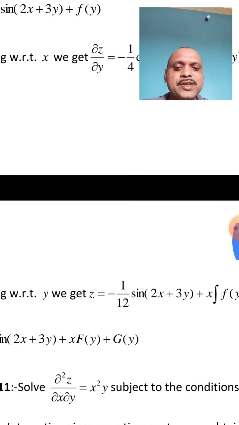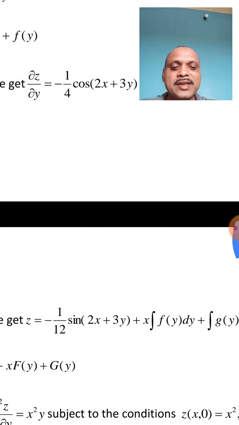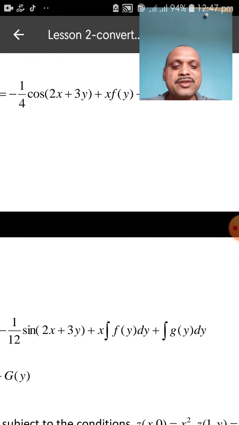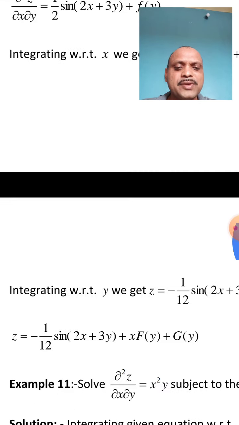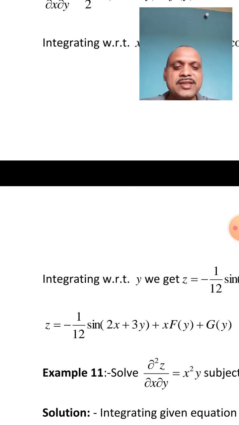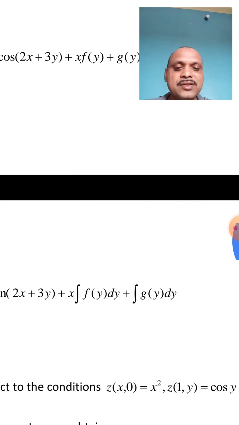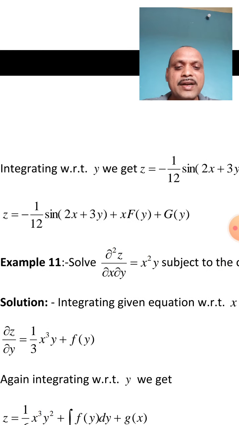Now integrate this with respect to y, we get integration of cos, again sine, minus as it is, and integration of 3y gives 1 by 3. So 4 into 3, here we get 12. X is constant, integration of f of y plus integration of g of y. So we have this value, z equal to minus 1 by 12 sine of 2x plus 3y plus x f of y plus g of y.